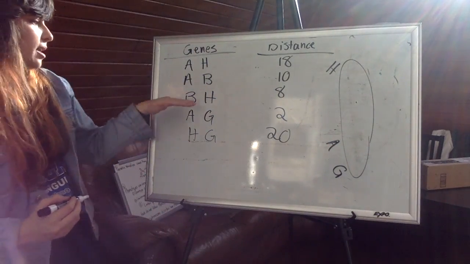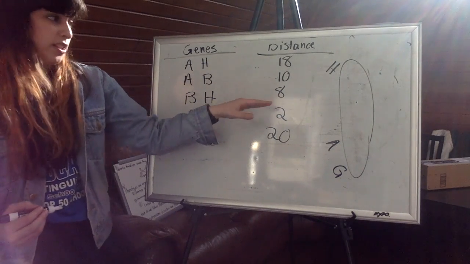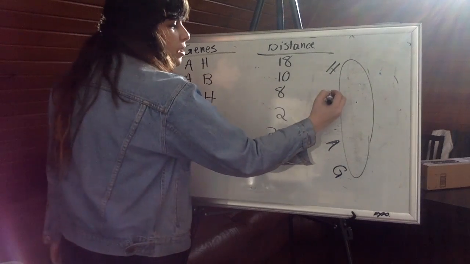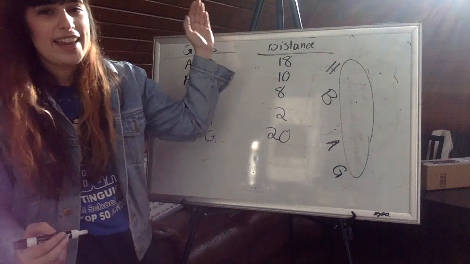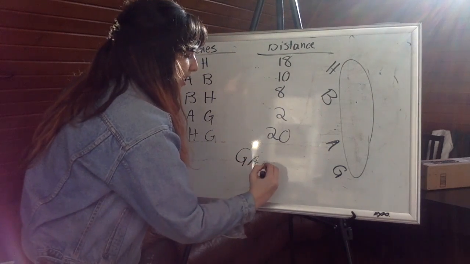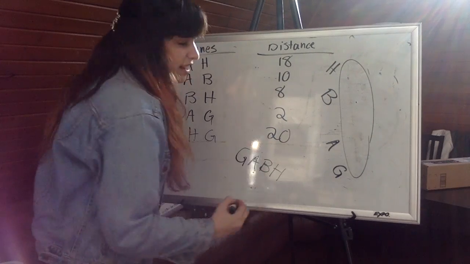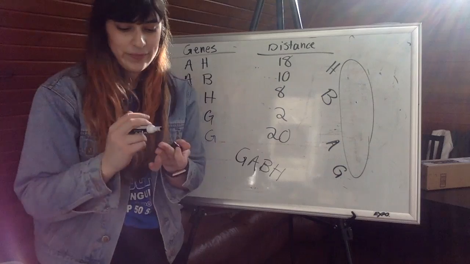My last number is that B and H are also pretty close together. They're only 8 units apart. So I can go ahead and put my last gene there. So my answer is H, B, A, G, or you could write it G, A, B, H. That's the order of genes on this chromosome.